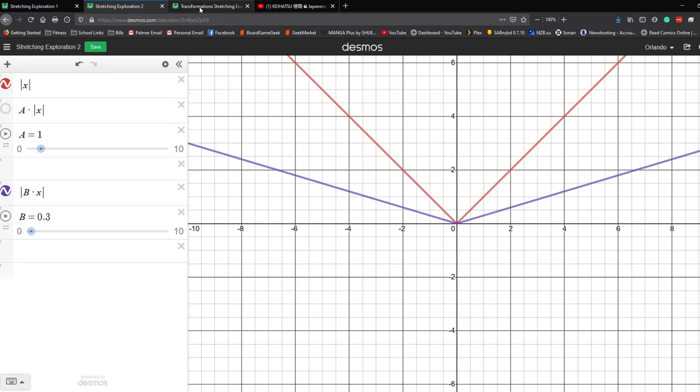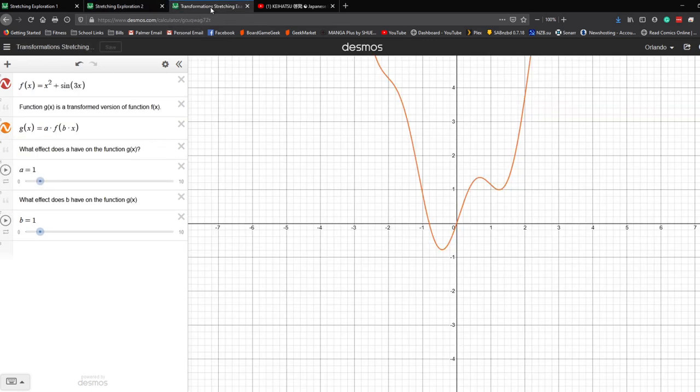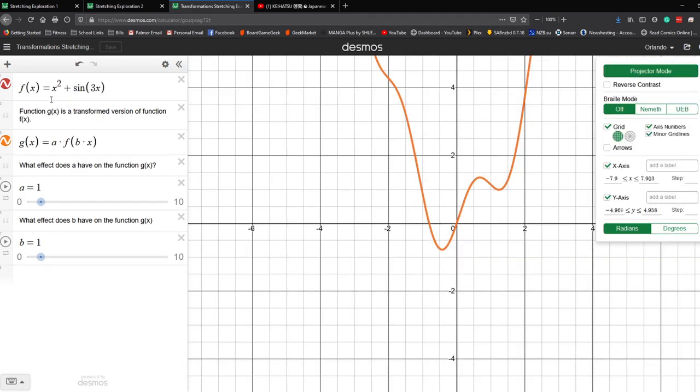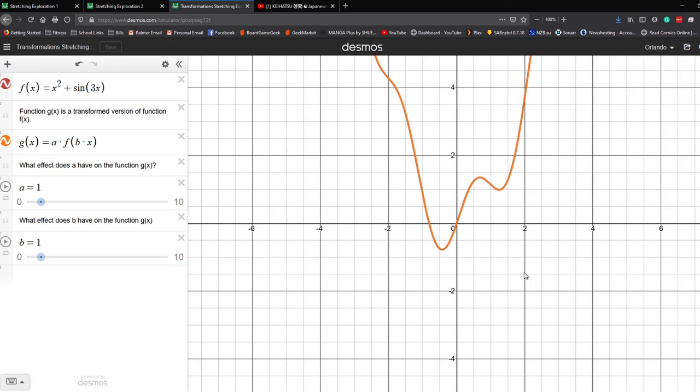All right, so one more kind of visual to hammer this home. Let's go and look at our weird graph here. So this is the same weird graph that I showed you in the last video with our shifting. This time we are stretching or compressing. So first we're asked, what effect does a have on the function g of x? So we see a is happening outside the function. So if I make a bigger, this should be what? Vertically stretching should have been your response.